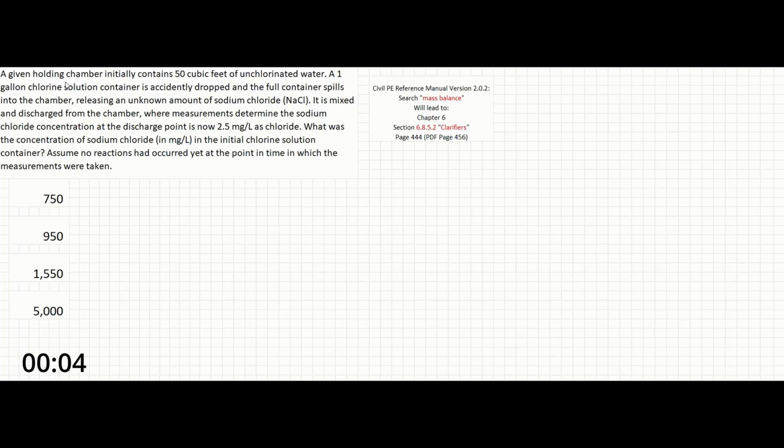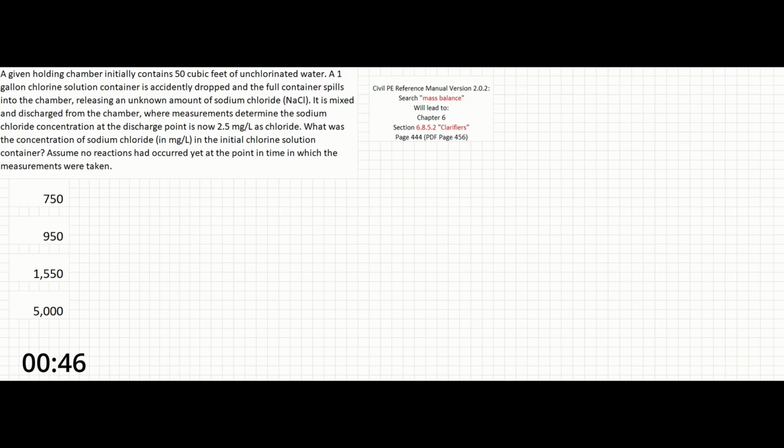In this problem, a given holding chamber initially contains 50 cubic feet of unchlorinated water. A 1 gallon chlorine solution container is accidentally dropped and the full container spills into the chamber, releasing an unknown amount of sodium chloride, NaCl. It is mixed and discharged from the chamber, where measurements determine the sodium chloride concentration at the discharge point is now 2.5 milligrams per liter as chloride. What was the concentration of sodium chloride in milligrams per liter in the initial chlorine solution container? Assume no reactions had occurred yet at the point in time in which the measurements were taken.